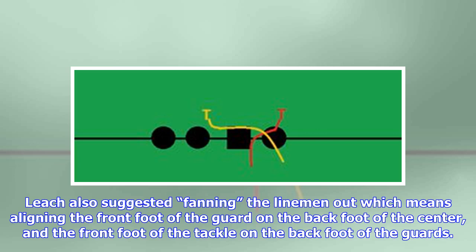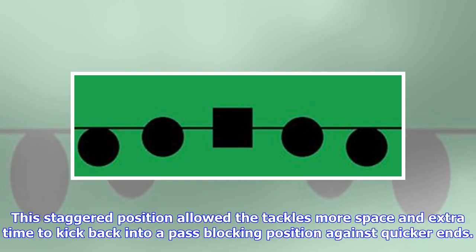Leach also suggested fanning the lineman out, which means aligning the front foot of the guard on the back foot of the center, and the front foot of the tackle on the back foot of the guards. This staggered position allowed the tackles more space and extra time to kick back into a pass-blocking position against kick-slide ends.